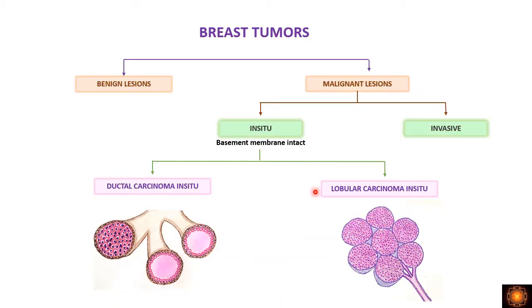Now coming to the classification, the breast tumors are divided basically into benign lesions and malignant lesions. And in the malignant lesions, we have in situ carcinomas and invasive carcinomas. The major difference between in situ carcinomas and invasive carcinomas is that in the in situ carcinoma, the basement membrane remains intact. We don't have invasion of the tumor cells beyond the basement membrane.